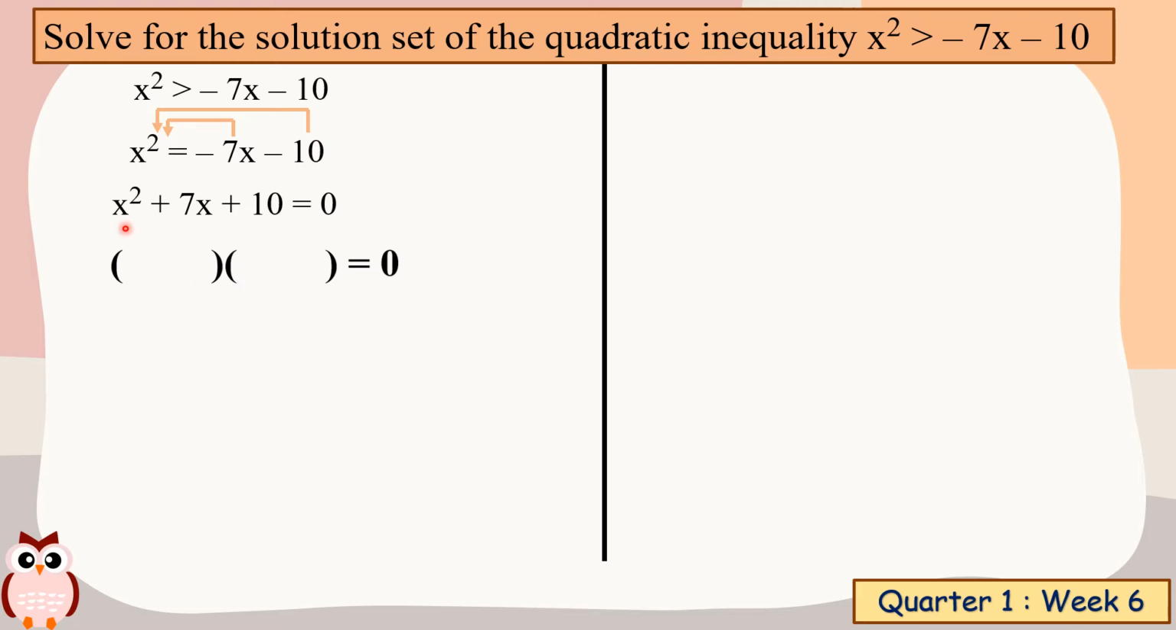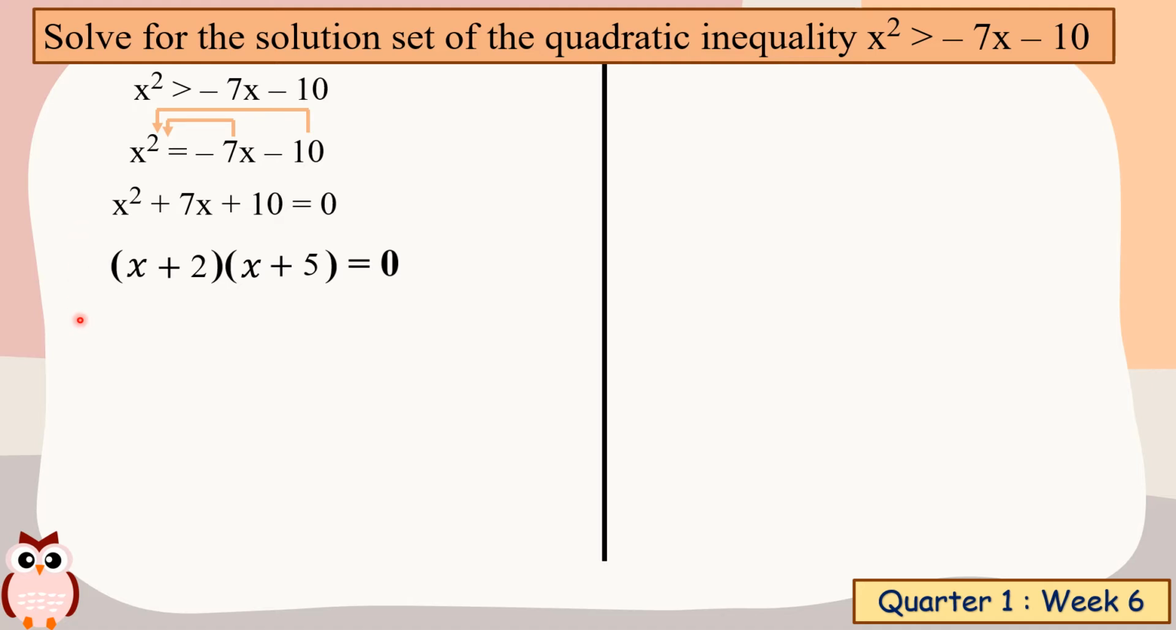So for the first term, we have here x squared. So the factors of x squared are x and x. Then, to complete the factors of your given quadratic equation, you have to think of factors of positive 10 that whenever we add, the sum will give us positive 7. And we have here positive 2 and positive 5. As you can see, whenever we get the product of positive 2 and positive 5, we have here positive 10. And whenever we add positive 2 and positive 5, we have here positive 7. So this will be the factors of our quadratic equation.